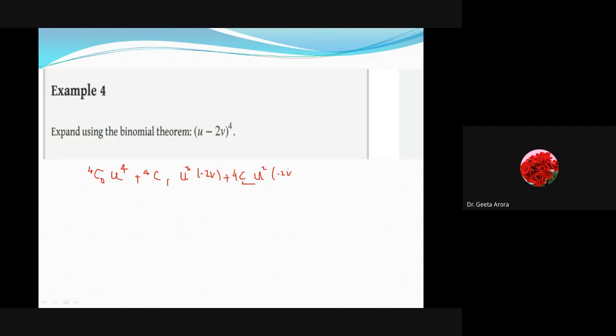And one more thing that I can let you know, that every time when you are giving the powers now you can add, the sum should be 4. Whatever x and y are, the sum of the powers should be n. Here you can see the first one we are getting 4.